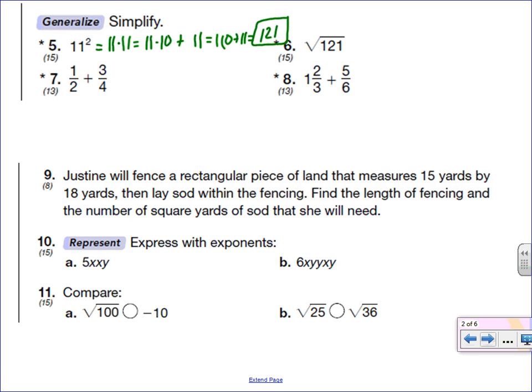Well, conveniently, in the next question, they ask us, what is the square root of 121? Square root asks the question, what number times itself gives you the number underneath the radical or the root sign? Well, we just found out that 11 times itself equals 121. So the square root of 121 is 11.